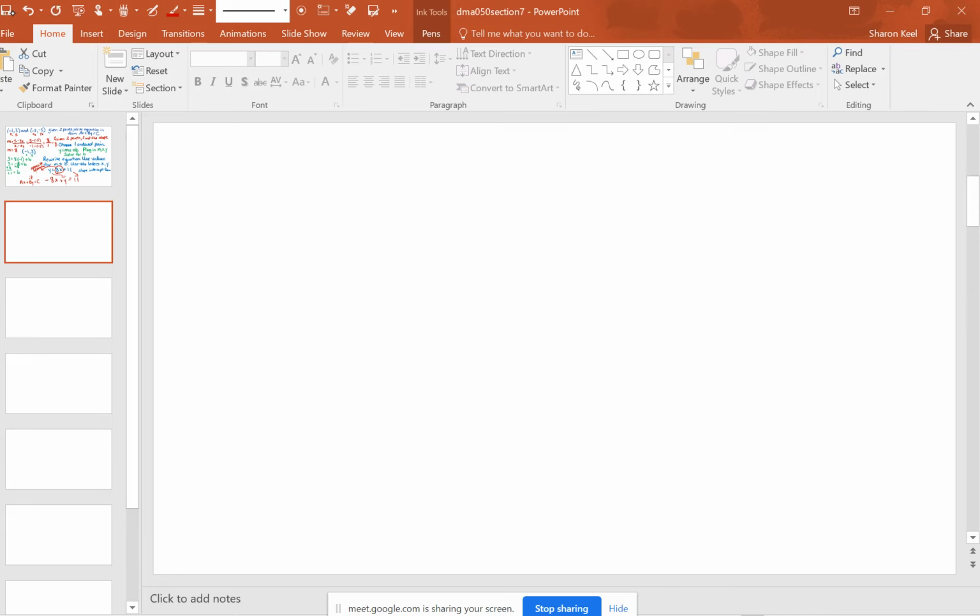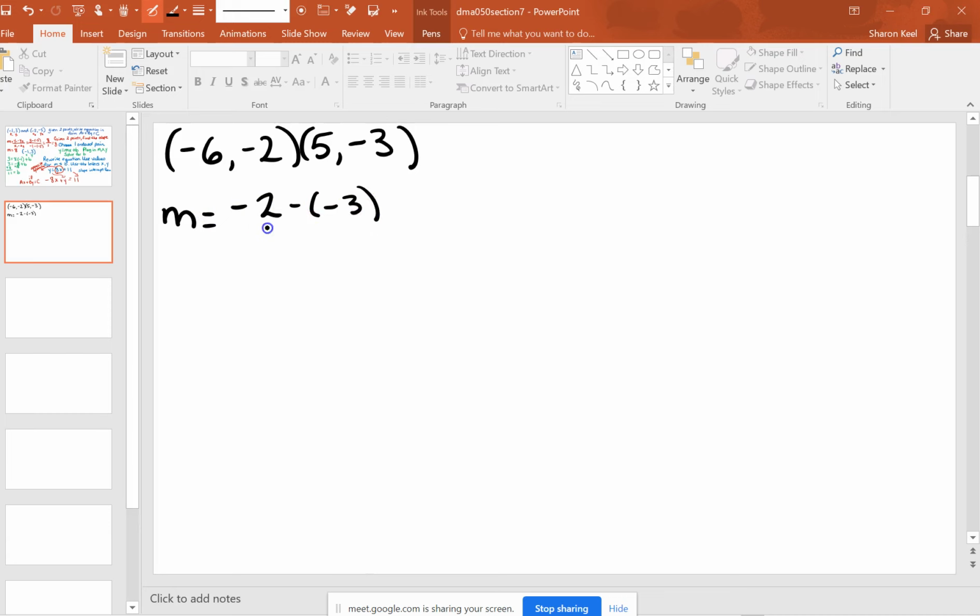Okay, so let me pick 2 different ordered pairs. Let's do it this time with -6, -2, and let's say we have 5 and a -3. The first thing we're going to do is find the slope. -2 minus -3 will give us a positive 1. And then -6 minus 5 is going to give us a -11.